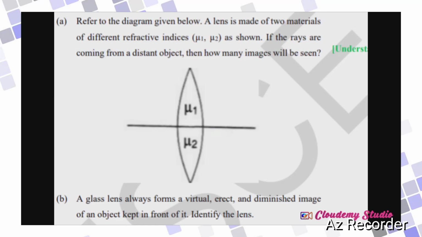Hi students, today we are back with questions from the chapter Light which has appeared in the CISE specimen paper for the subject physics. These are the questions from the chapter Light. So let's move on to the question.